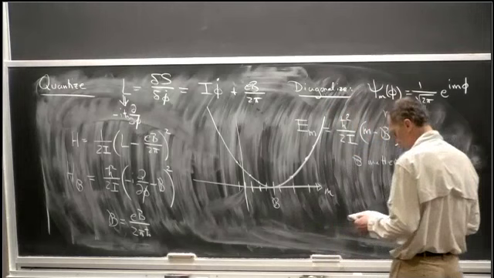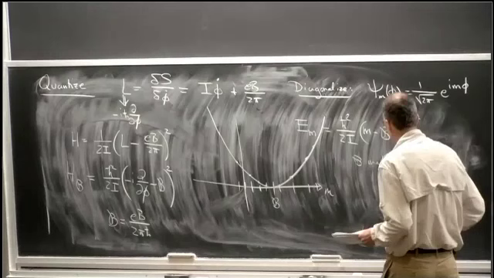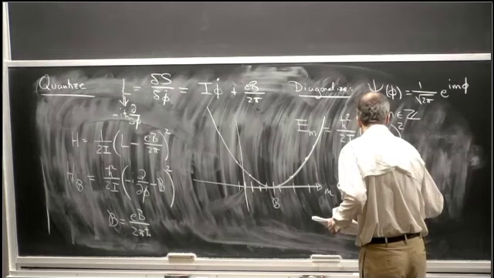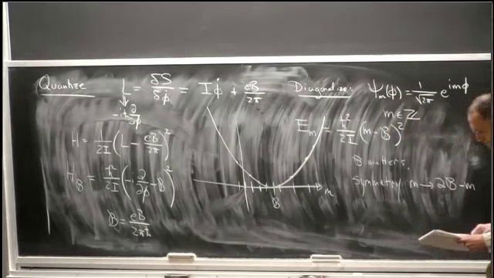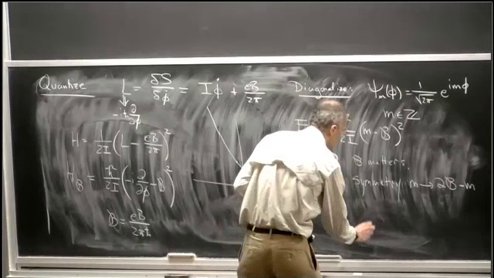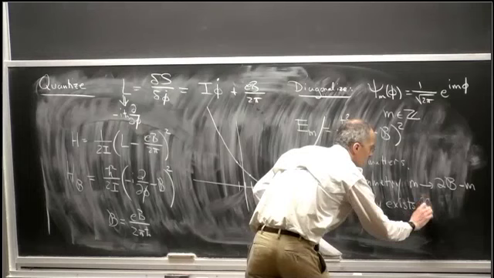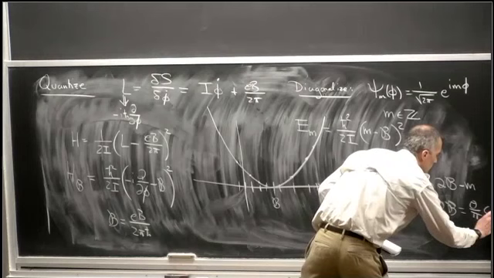Now, indeed, it's symmetric around B. So we have a symmetry under m goes to 2B minus m. But again, m is quantized to be an integer, so it only exists if 2B, which is theta over pi, is an integer.